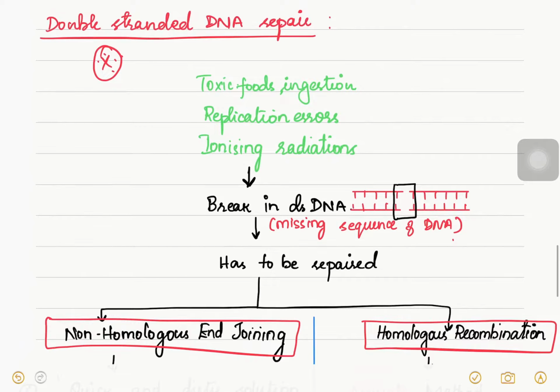First we will see what causes the double stranded DNA damage. First, it can be due to different toxic food ingestions, second it is due to replication errors, and third it is due to ionizing radiations. All of this may cause a damage or a break in the double stranded DNA.